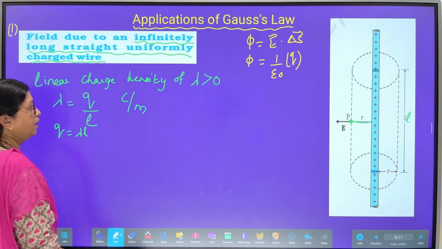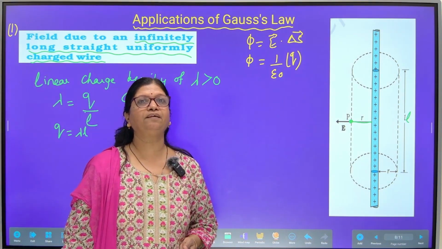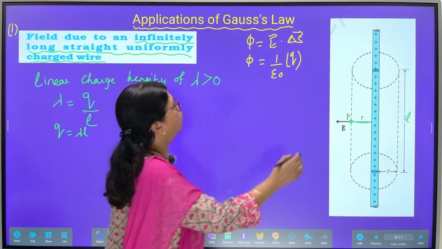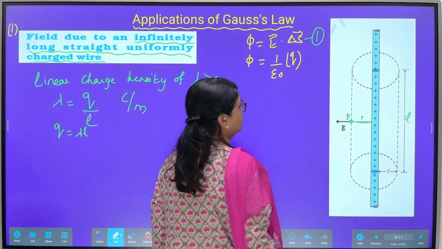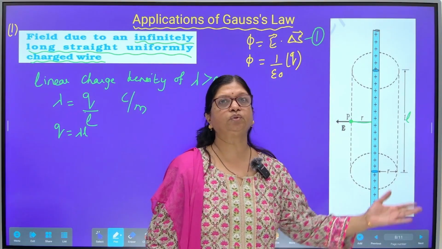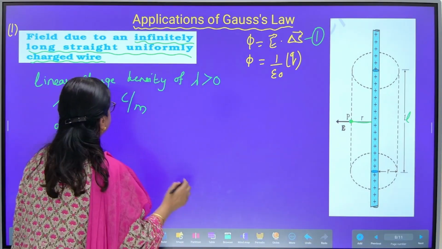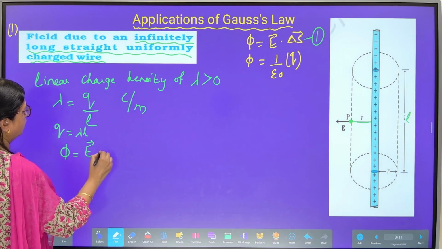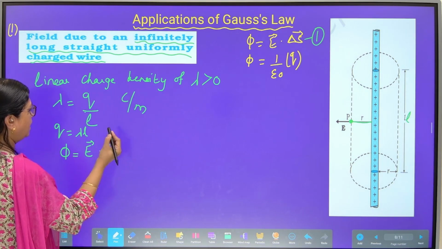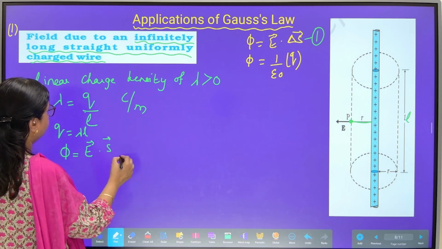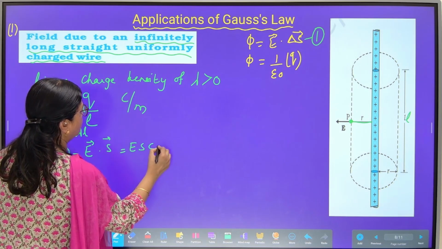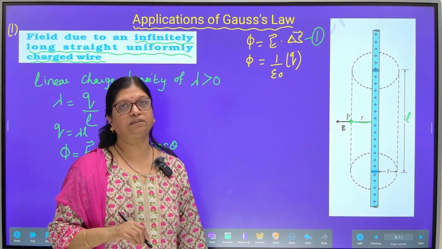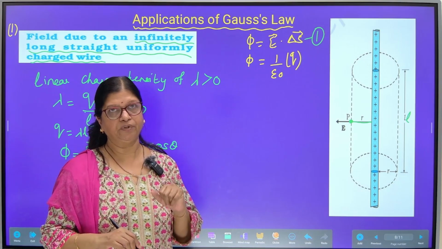Now our aim is to find the electric field at the point P. So let us use formula number 1 for the flux through this surface. What is this formula saying? Phi is equal to E dot S, or delta S, whichever portion we consider, which is equal to E S cos theta. Now we have to understand what this cos theta, or this theta, is for the given situation.